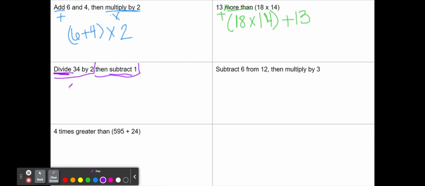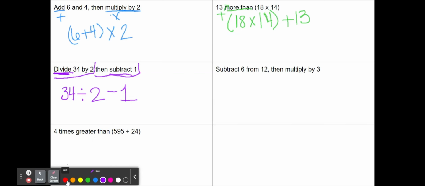First, I'm going to say 34, because it's telling me what to do, divided by 2, and then subtract 1.